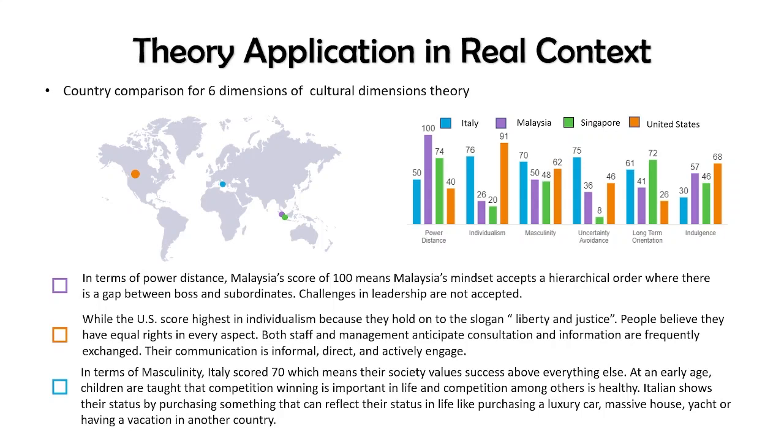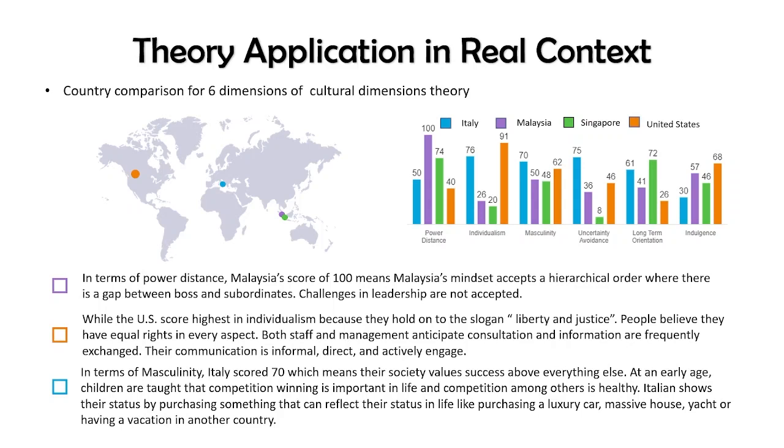Their communication is always informal, direct and actively engaged. In terms of masculinity, Italy scores 70, which means their society values success above everything else. At an early age, children are always taught that winning in a competition is important in life, and competition among others is healthy.